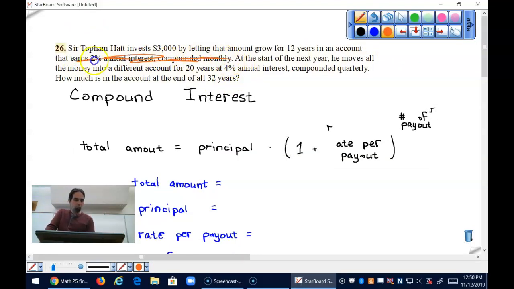Okay, so now we've done this part. Now we're on part B.